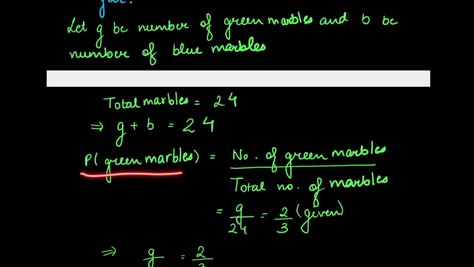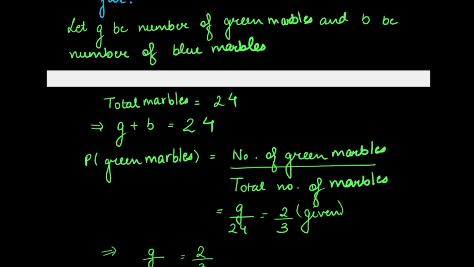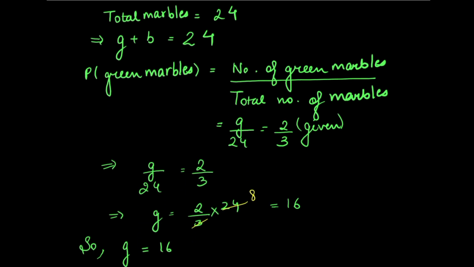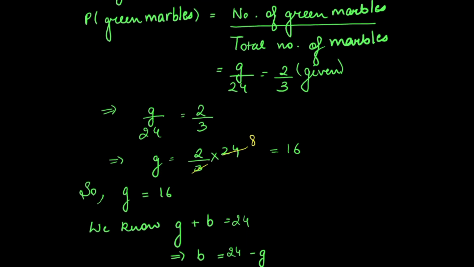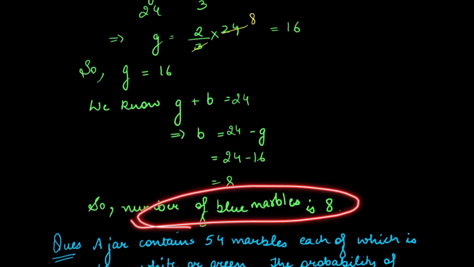Now the probability of having a green marble is the number of green marbles divided by the total number of marbles. That is G divided by 24, which is 2 by 3, as given in the question. So solving this equation, we get the value of G as 16. That is, the number of green marbles is 16. Now, G plus B is 24. So, the number of blue marbles left is 24 minus G, that is 24 minus 16, that is 8. So, there are a total of 8 blue marbles.